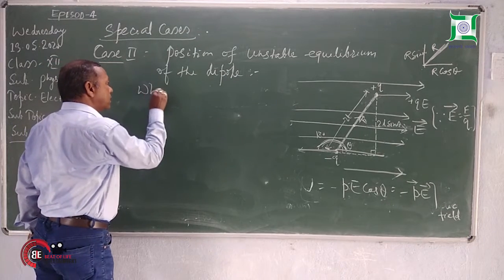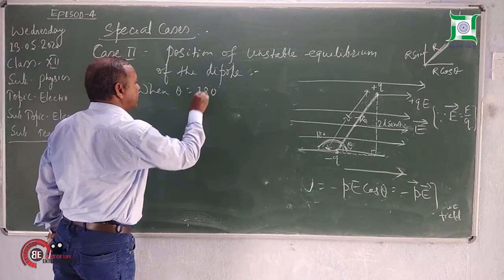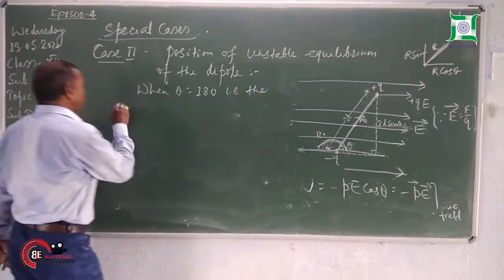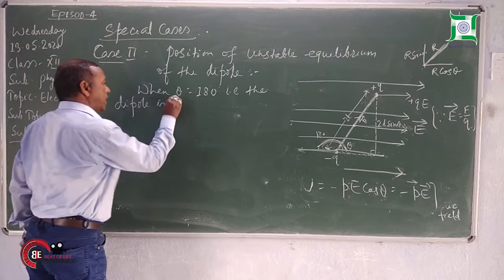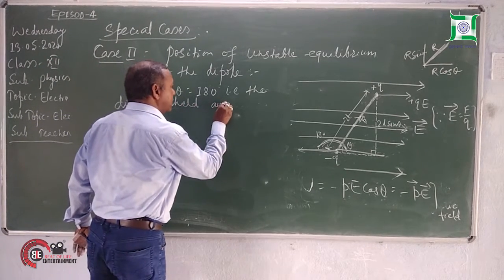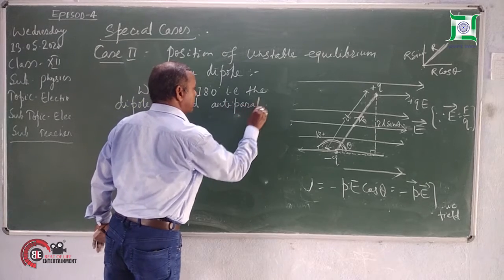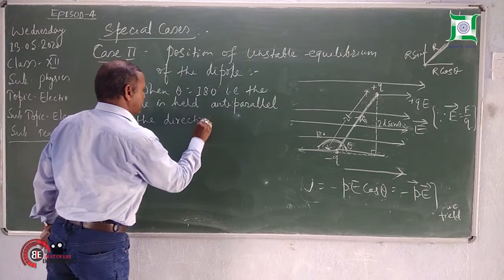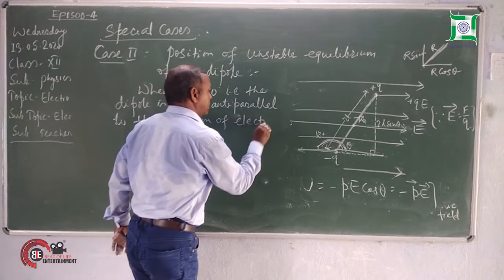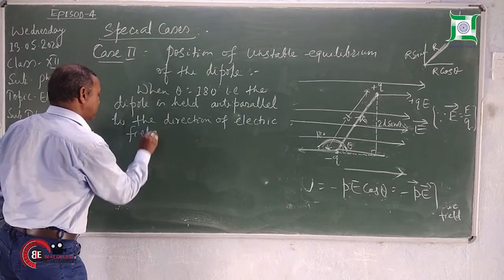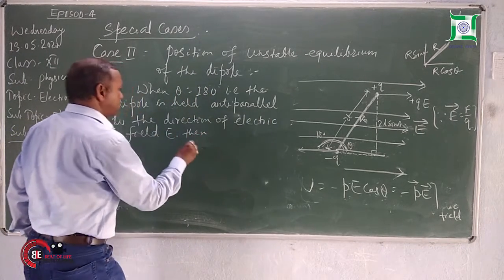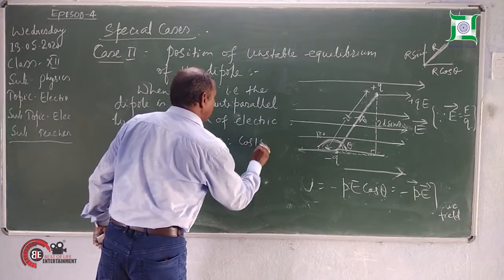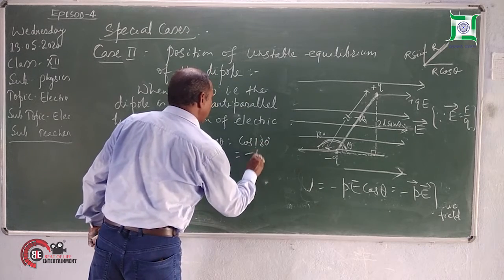So we write, when theta is equal to 180 degree, that is, the dipole is held anti-parallel to the direction of electric field E, then the value of cos theta will be equal to cos 180 degree and its value is -1.